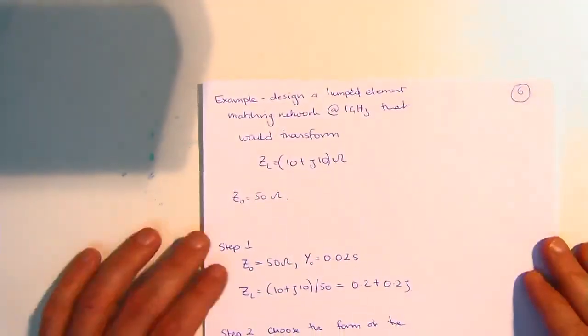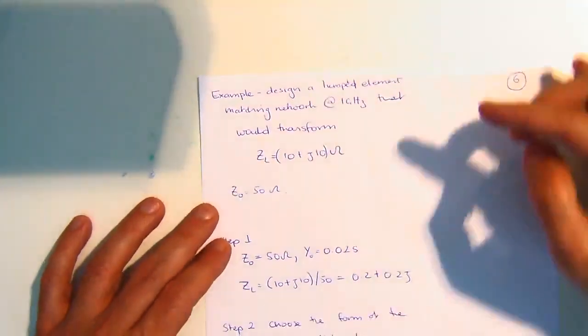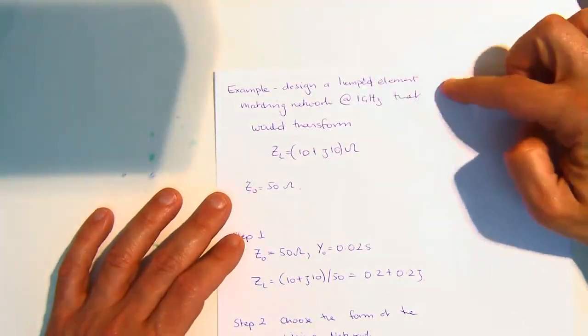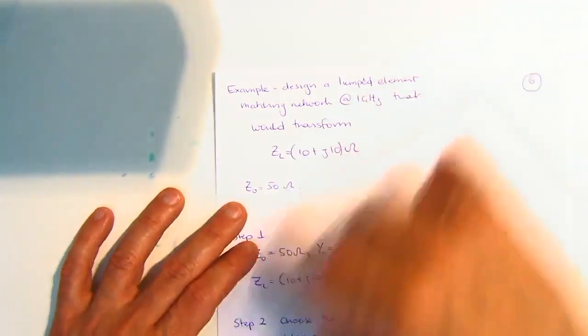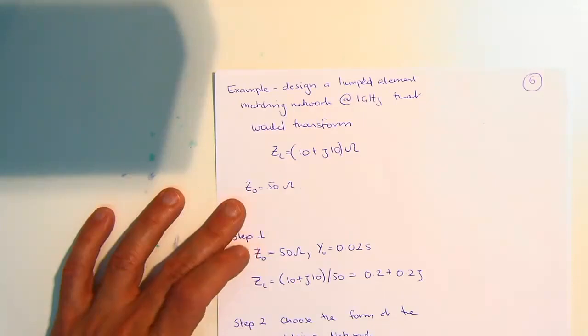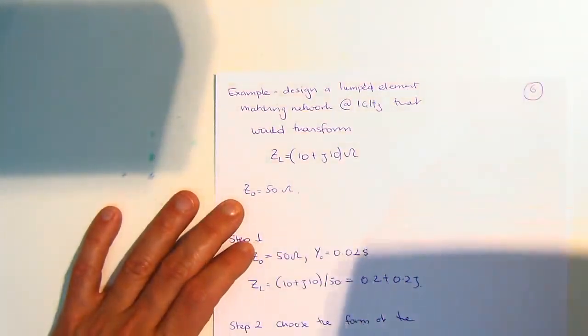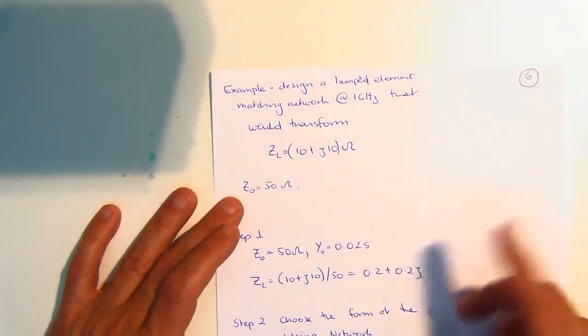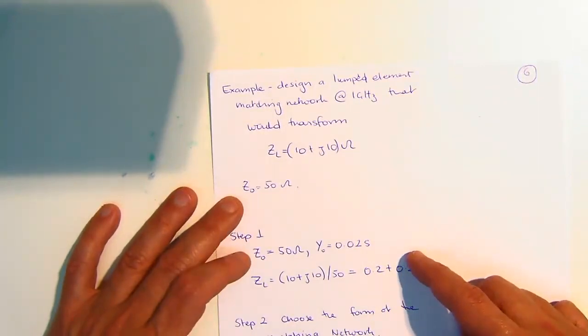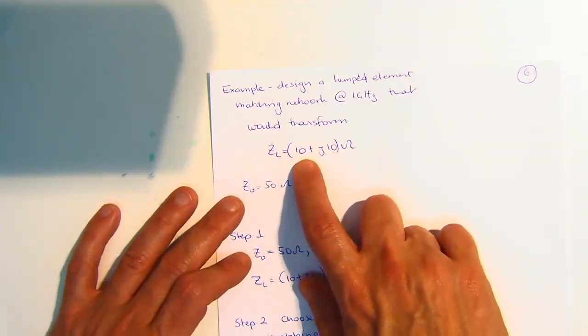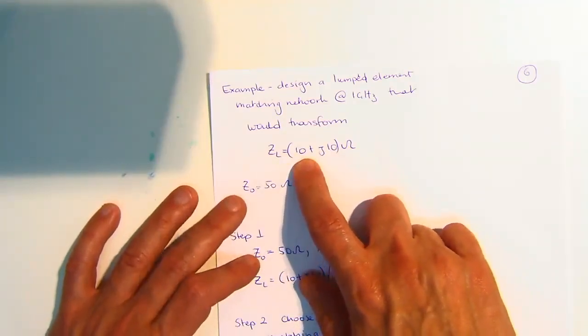Now let's try to put it into practice, which is as follows. I want you to design a lumped element matching network at 1 gigahertz that transforms this load to 50 ohms. Okay, so the first thing we would do is, you can decide which one is the first step. But okay, using our rules, since ZL is less than 50 ohms, which type of circuit would I use?